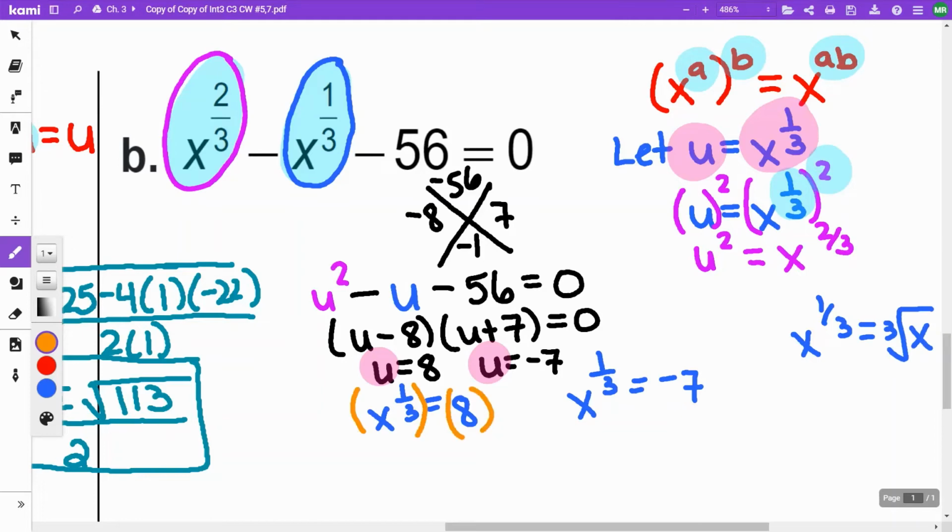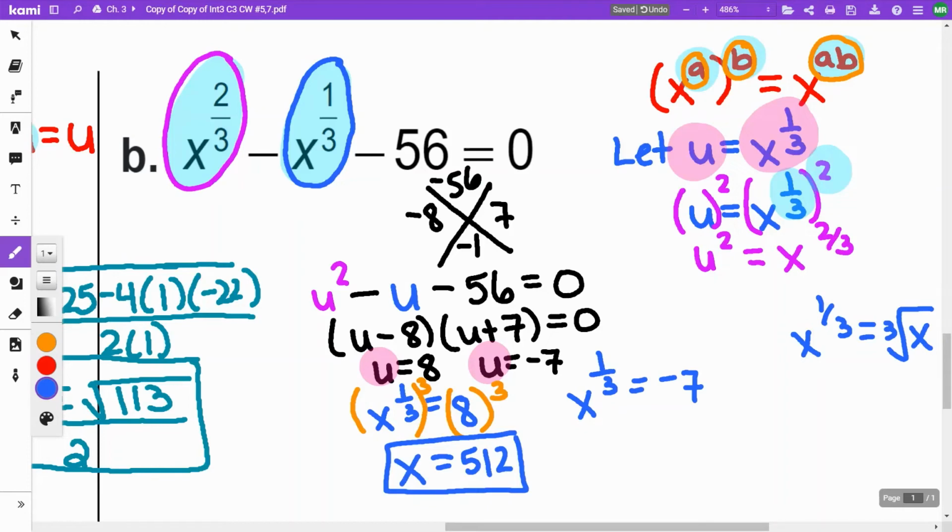So what could I raise x to the 1/3 by to get x to the first? Remember, power to power, we multiply. So I'm going to raise it to the reciprocal, 3. So now when I work this out, x to the 1/3 raised to the third is really just x to the first, or x. And then let me put 8 to the third in my calculator, and I get a 512. That is going to be one answer.